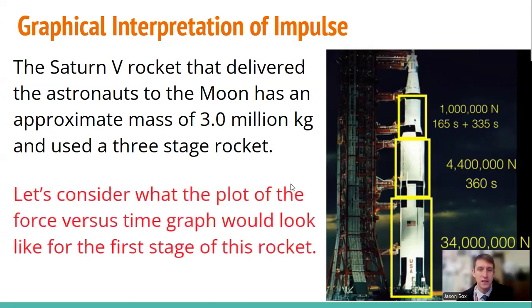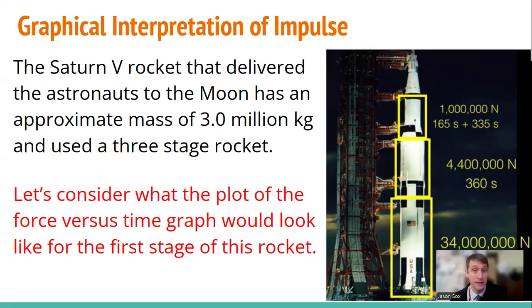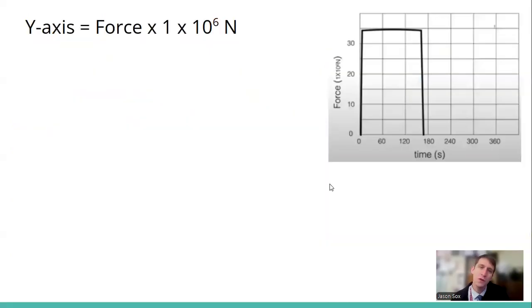So we're going to consider what the plot of this three-stage rocket would look like. You'll notice that 34 million newtons of thrust was delivered during the first stage. All right, 4,400,000, and then 1 million newtons as we go. You can see these seconds was the burn time, the amount of time that the rocket was acting on it. All right. So we're just looking at the first stage here, the first two, and you'll notice that this y-axis has changed a little bit.